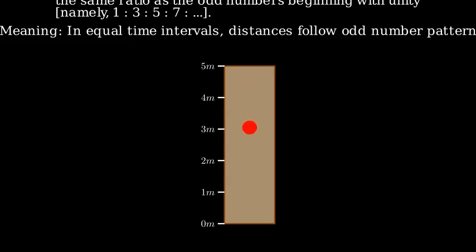During the first time interval from 0 to 1 second, the ball falls a certain distance. Let's call this distance 1 unit. During the second time interval from 1 to 2 seconds, the ball falls 3 units further. During the third time interval from 2 to 3 seconds, the ball falls 5 units further, and during the fourth interval from 3 to 4 seconds, it falls 7 units further. Notice the pattern: 1, 3, 5, 7, the sequence of odd numbers.